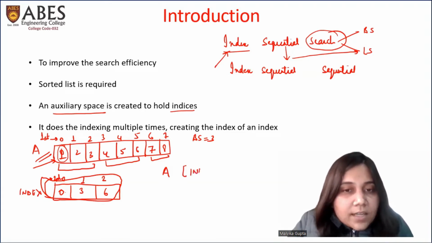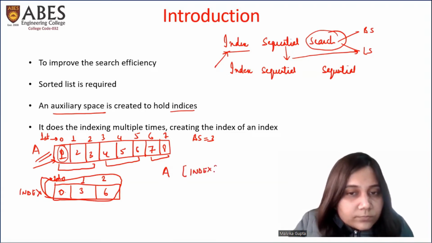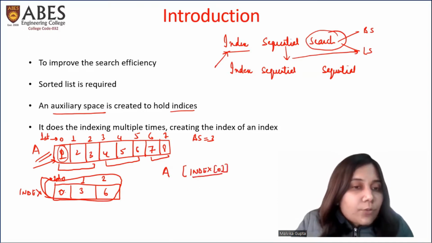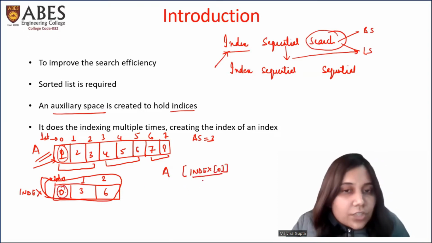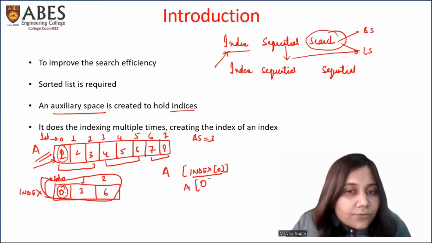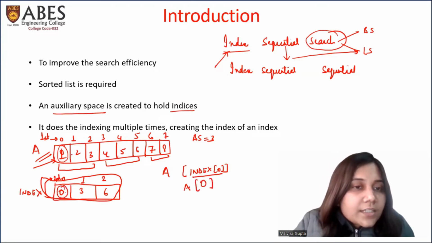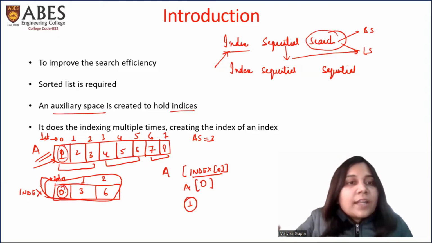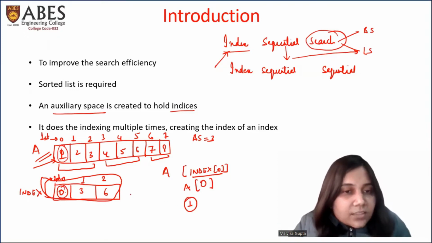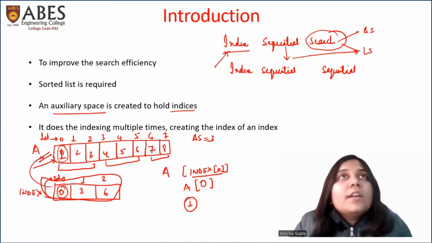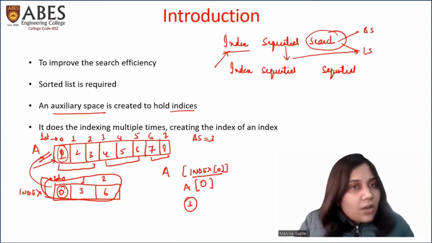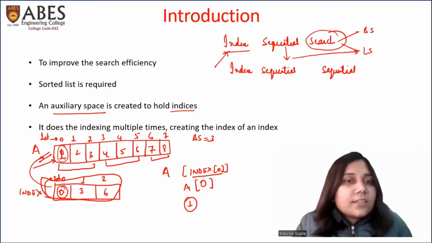So it will be like this, index 0, right? Index 0 is going to provide me the value 0. And a of 0 is what? It is 1. So it means that we have to take extra time. Firstly, we need to access it from here, and then we will move to here, right? I hope this is clear to everyone. So this is how we are going to perform the index sequential search.